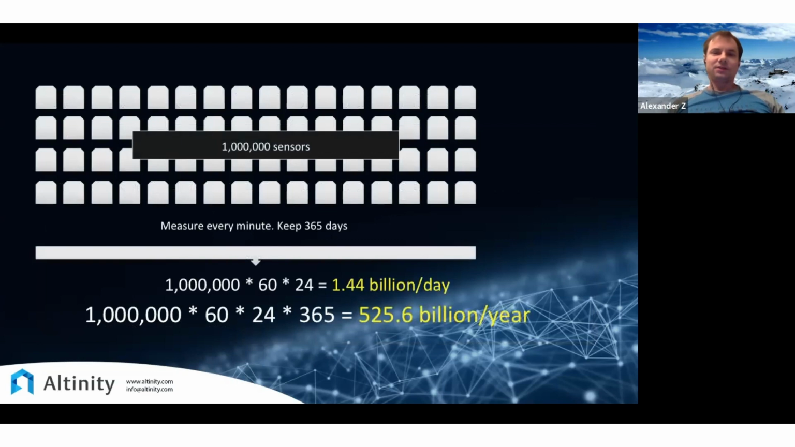So let me introduce the problem a bit. The problem that we consider here is Internet of Things, when we have, say, 1 million temperature sensors, probably in some households or just on streets, and they collect temperature data every minute and keep data for at least a year. This amount of data results in 1.4 billion measurements per day, or if you take the full year, it's 500 billion measurements, or 500 billion events.